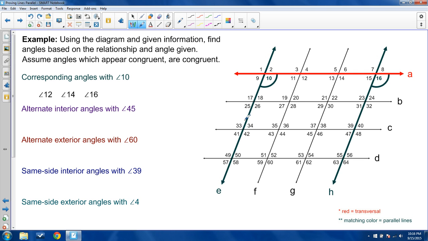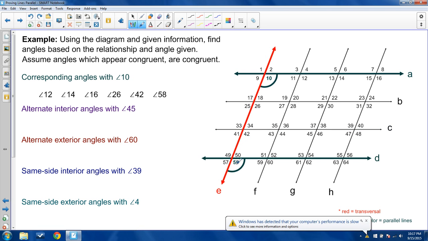We can also use E as a transversal and have corresponding angles with 10 and, say, 26. If E is the transversal, 10 and 26 are corresponding angles that are congruent. If that's the case, lines A and B are parallel. 10 also corresponds with 42, so lines A and C are parallel if they're congruent. And 10 also corresponds with 58. Lines A and D are parallel.